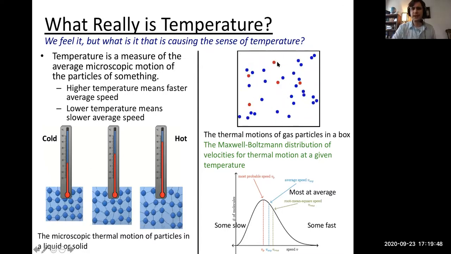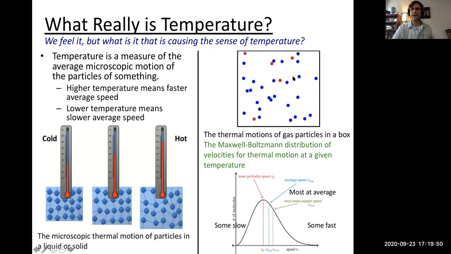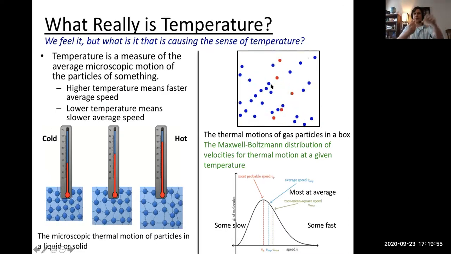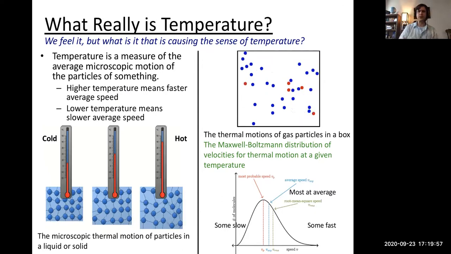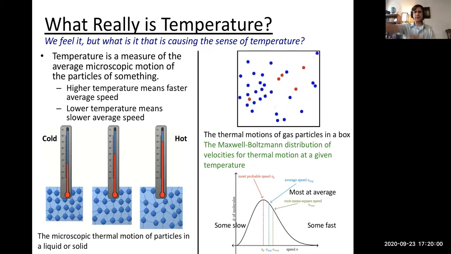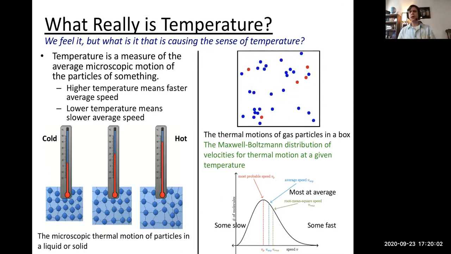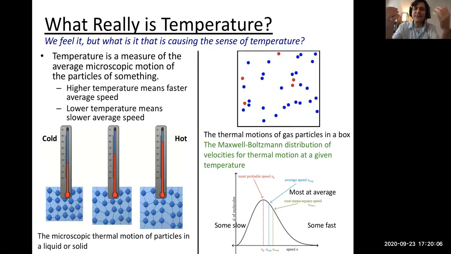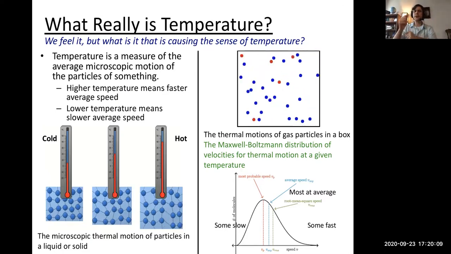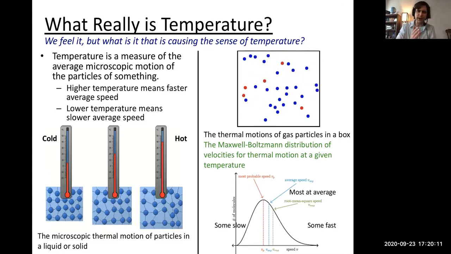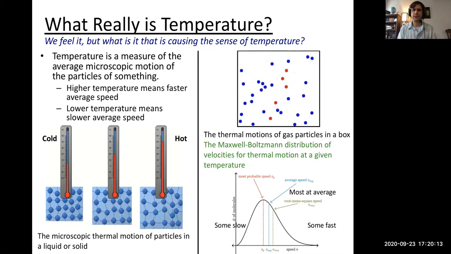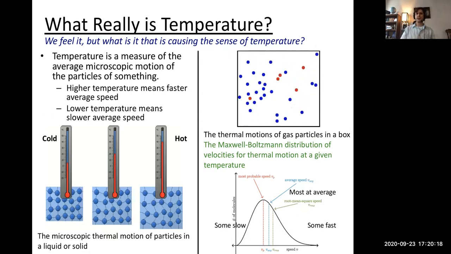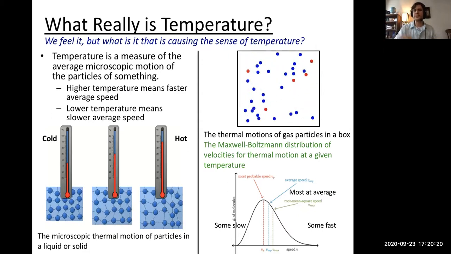So all the air particles in here, they're not just sitting still. It's like this box that I have over here. This is gas particles in a box. They're always moving around, bouncing off one another, bouncing off the walls, bouncing off this table. Some of them are moving really fast, some of them are moving a little bit slow. On average, you can define an average speed, and it's that average speed that all the air particles are moving at. That's what defines the temperature. So we define temperature by the average microscopic motion of the particles of something.